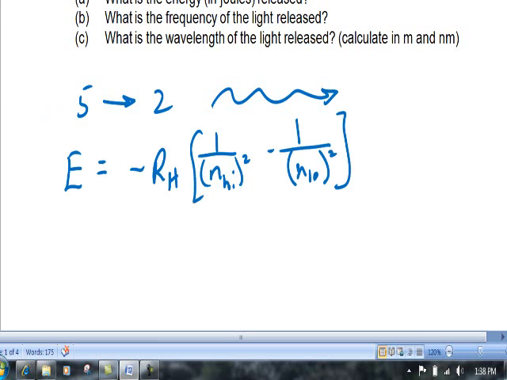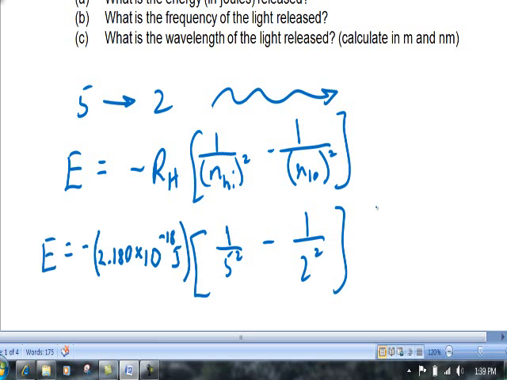The equation that would be appropriate for solving this particular problem would be the one that connects energy with energy level high and energy level low. Now in this case, energy level high, or n high, would be 5, so we would have 1 over 5 squared, and our low energy, the level that we jump down to, is 2, so it would be 1 over 2 squared.